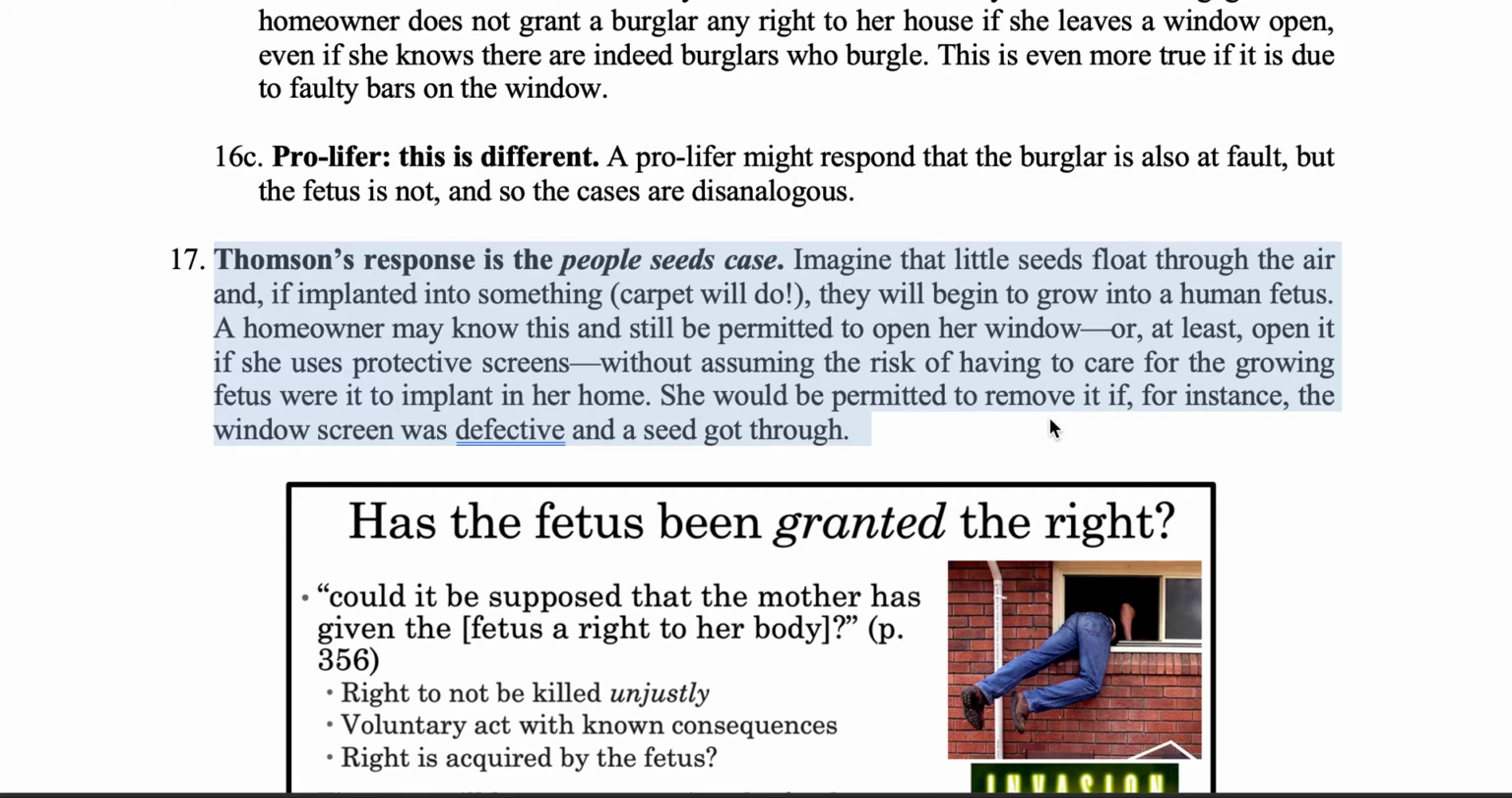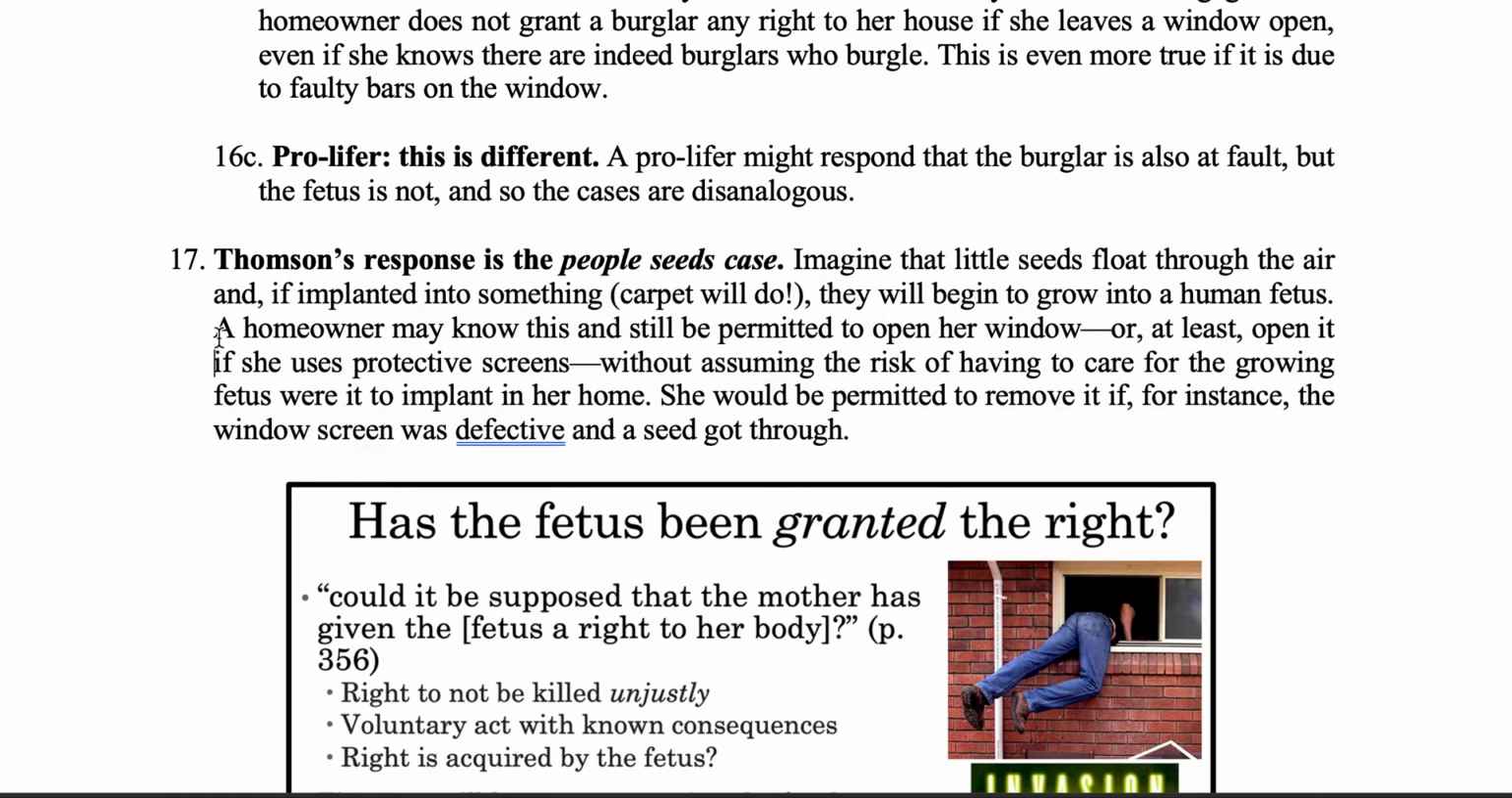Right? And if you leave your window open and a people seed comes in and implants into your carpet or a rug or the curtains or something, then it will start to grow into a little pod. It will grow into a pod, and a fetus will start developing inside. Just imagine.